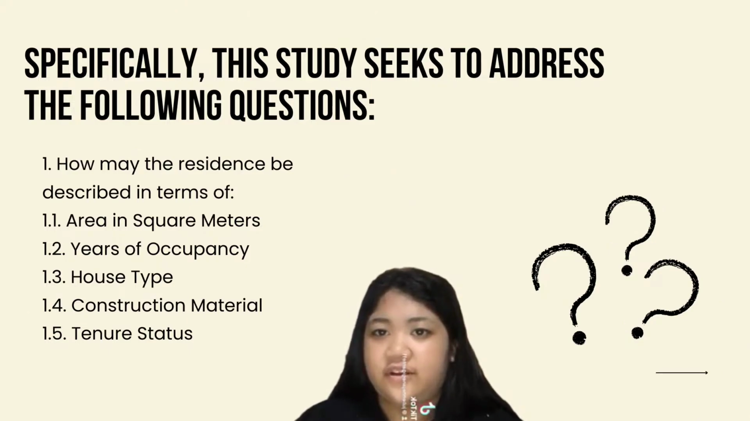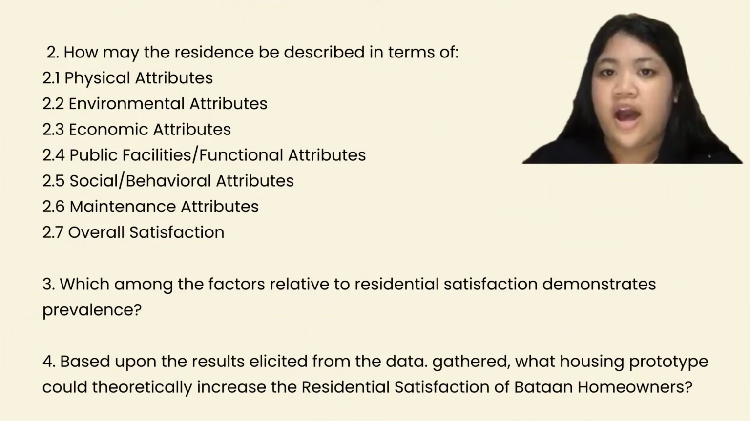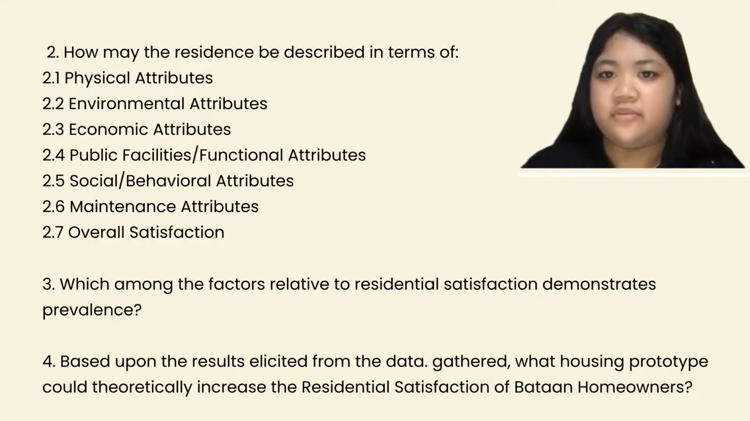Specifically, this study seeks to address the following questions. Number 1. How may the residence be described in terms of area in square meters, years of occupancy, house type, construction material, and tenure status? Number 2. How may the residence be described in terms of physical attributes, environmental attributes, economic attributes, public facilities or functional attributes, social and behavioral attributes, maintenance attributes, and overall satisfaction?